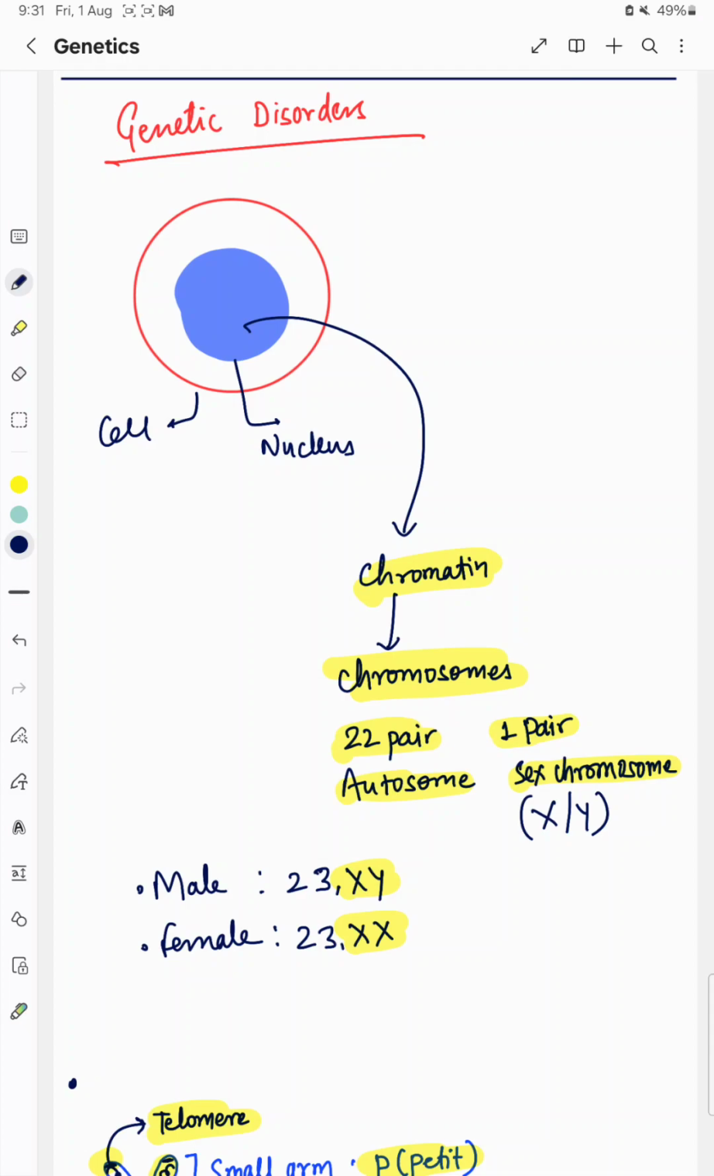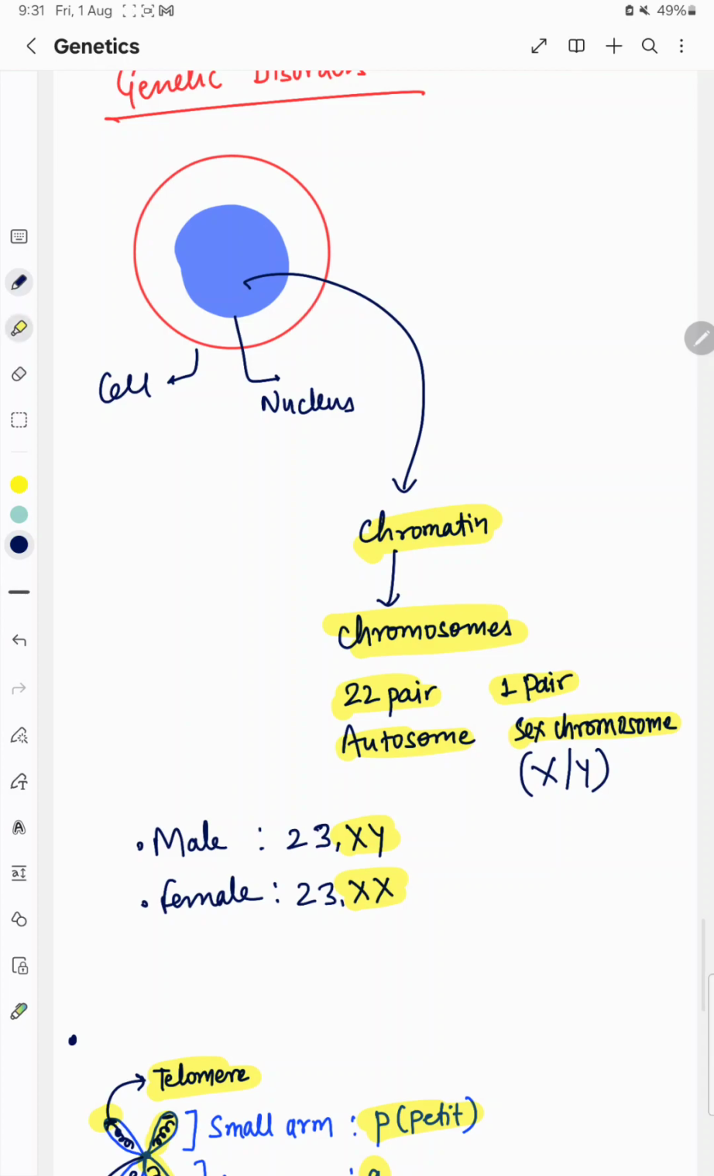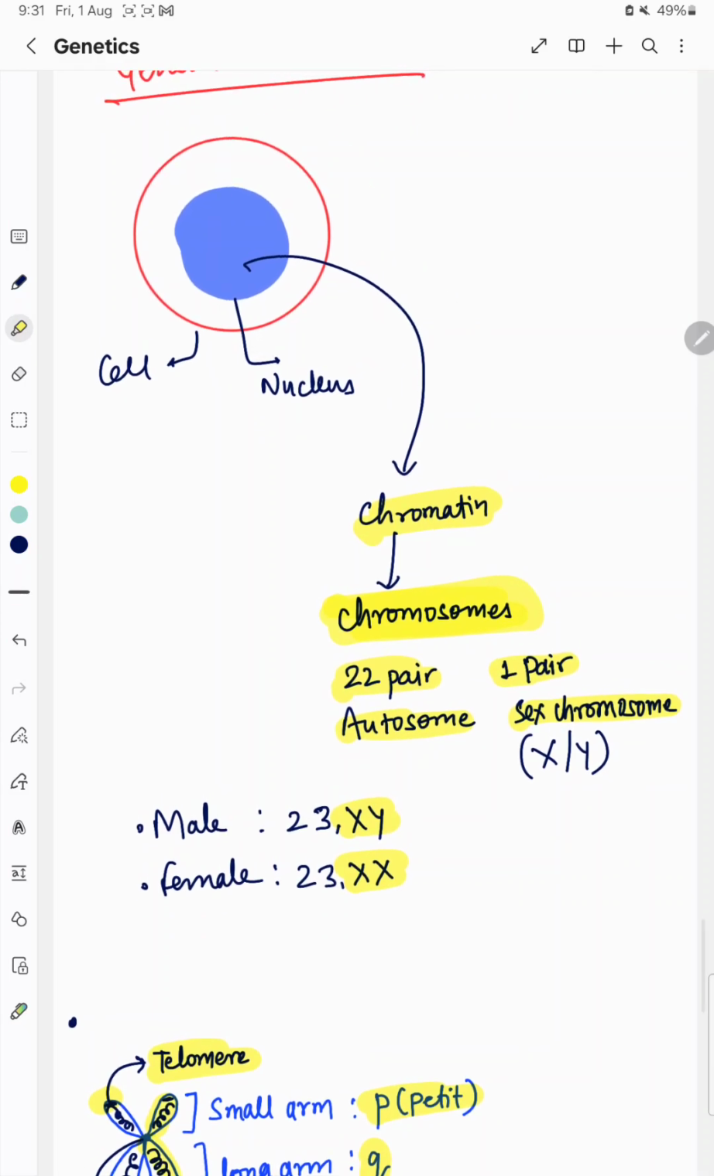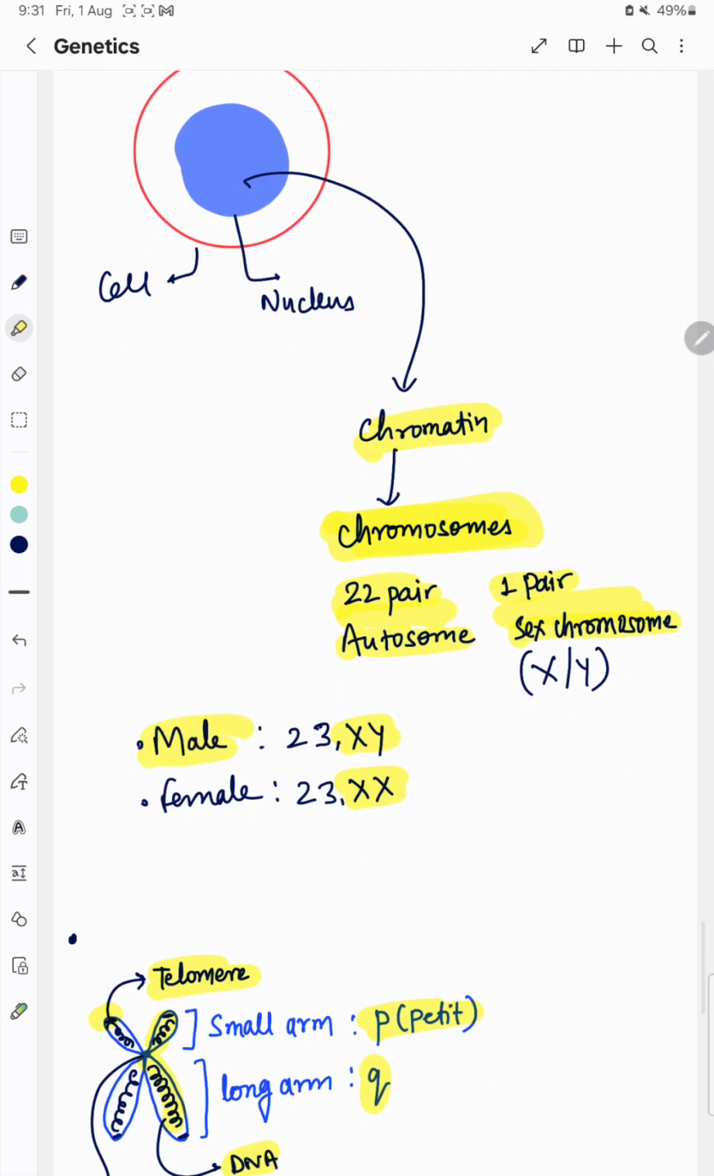Today we are going to discuss genetic disorders. As we know, in our cell we have a nucleus. A nucleus is composed of chromatin, composed of 23 pairs of chromosomes in the somatic cells: 22 pairs of autosomal chromosomes and 1 pair of sex chromosomes. In male, we write 23 pairs with sex chromosomes X and Y, and in female, 23 and sex chromosomes XX.